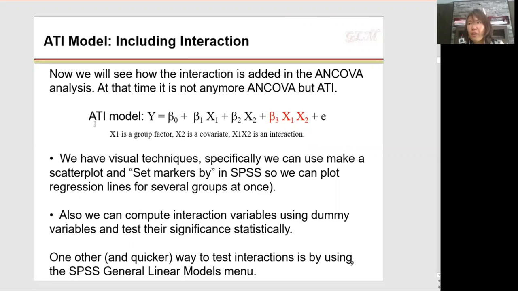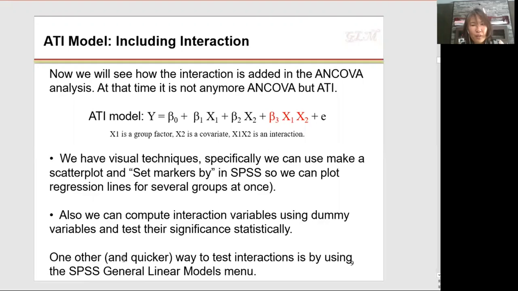Depending on what discipline you belong to, some people call this the ATI model, some people call it multiple regression, some call it interaction regression, some call it the ANCOVA plus model. It doesn't matter. We have visual techniques; specifically, we can make a scatter plot and make markers in SPSS. We did this in the 6C PowerPoint, right? So we can plot regression lines for several groups at once. Also, we can compute interaction variables using dummy variables and test their significance statistically.